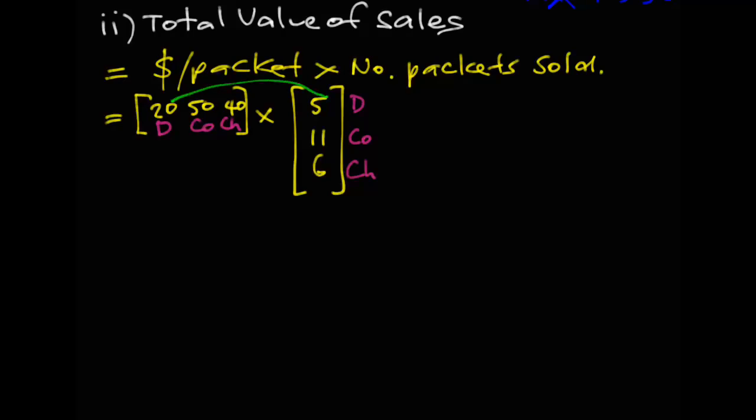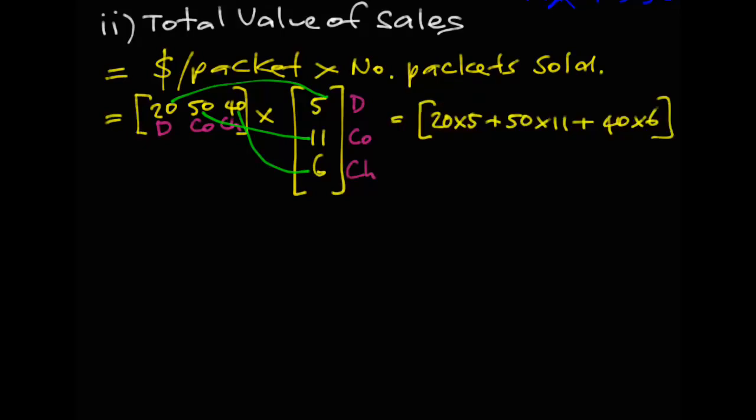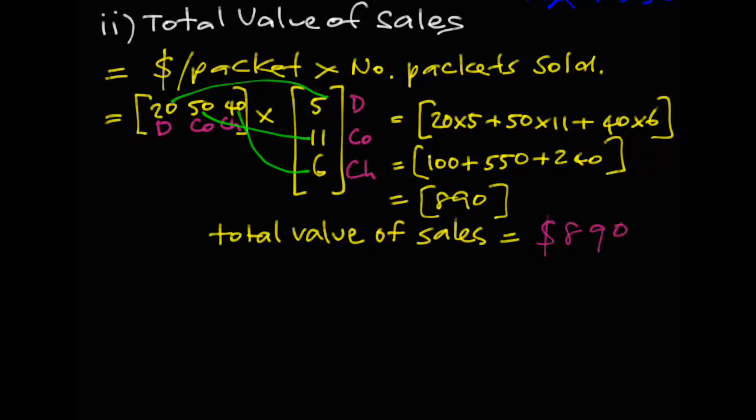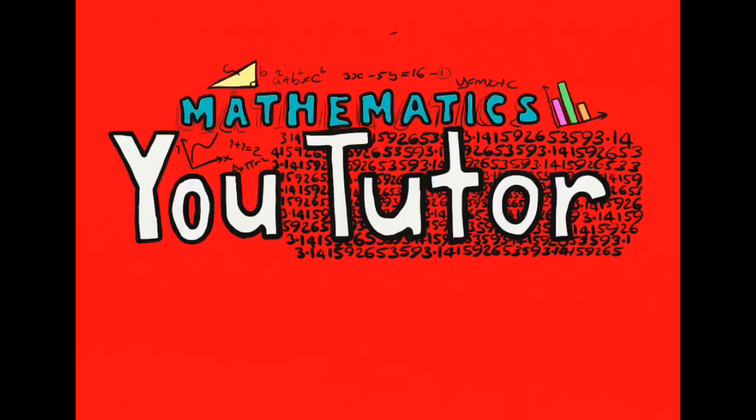We've got 20 by 5 plus 50 by 11 plus 40 by 6. So continuing with that sum, we have 100 plus 550 plus 240. And that equals 890. So the total value of sales equals $890. So that completes this complex unfamiliar matrices problem.